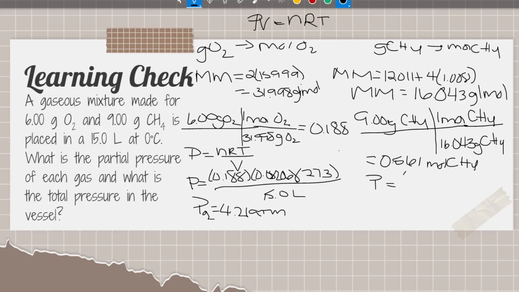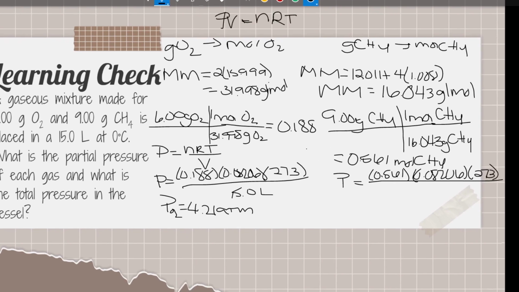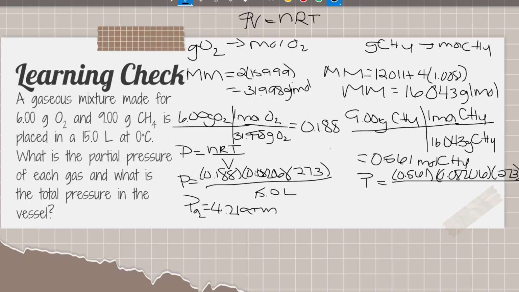Again, we're going to use PV equals nRT. So our number of moles is 0.561 times 0.08206 times 273. The only thing I'm changing here is the moles of my gas, because I have a different value of grams of my gas, and it's a different gas that we're using. But everything else is going to remain the same, because we're going to assume that these gases are working independent of each other.